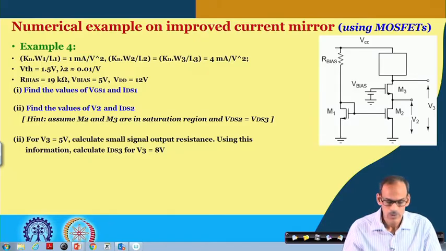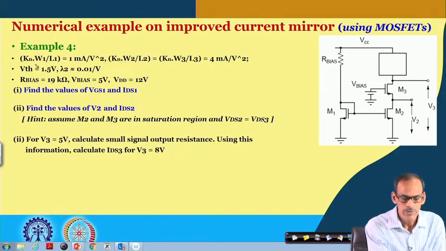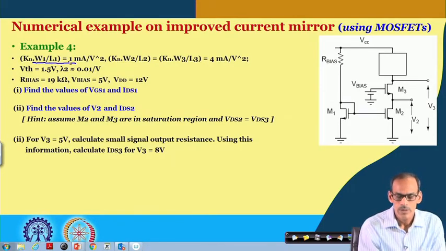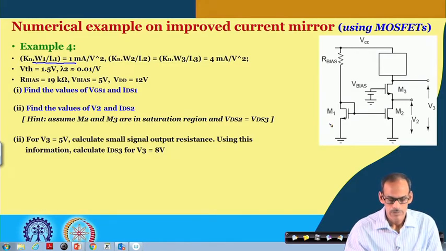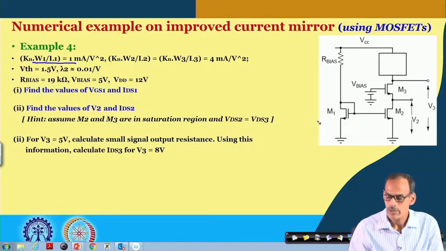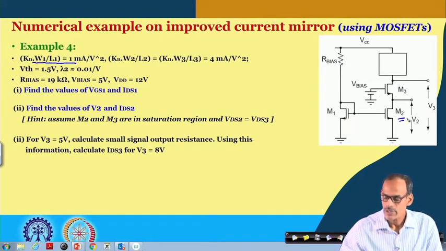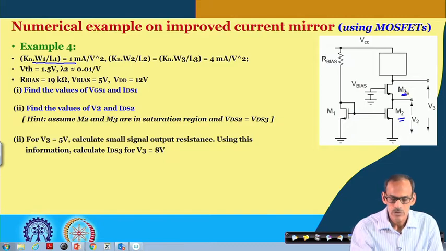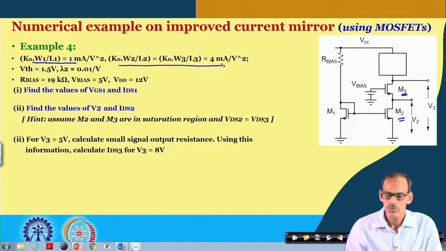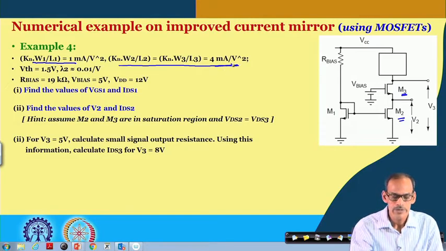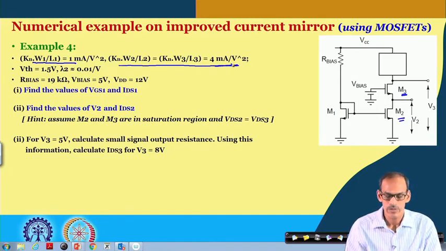Now, coming to the different sizes of the transistors given here: for transistor 1, K into W by L is 1 milliampere per volt square. On the other hand, for transistor 2 and transistor 3, K into W by L equals 4 milliampere per volt square. This is just for a change; we are using different values of the aspect ratio.